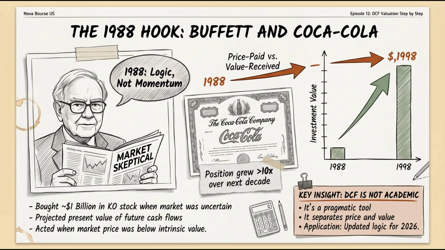To understand why this method matters, look at 1988. That was the year Warren Buffett bought roughly $1 billion of Coca-Cola stock while the rest of the market was skeptical. His logic wasn't based on chart patterns or momentum. He simply projected the present value of the company's future cash flows, realized the market price was far below that intrinsic value, and acted. That position grew more than tenfold over the next decade.